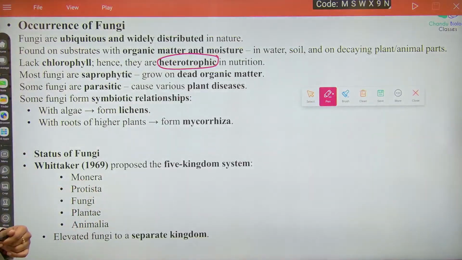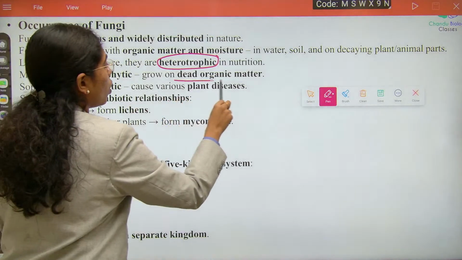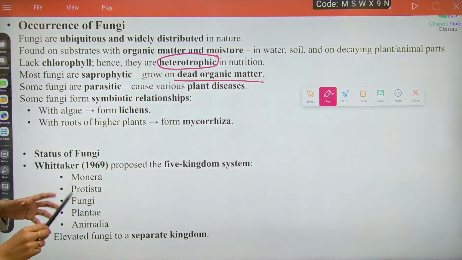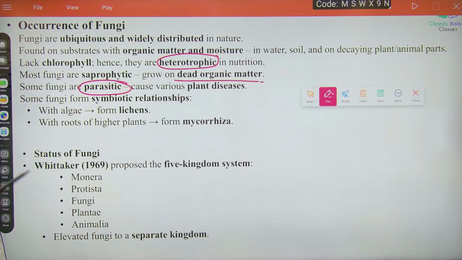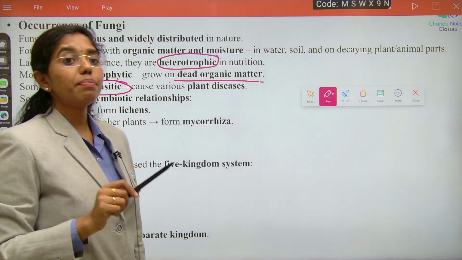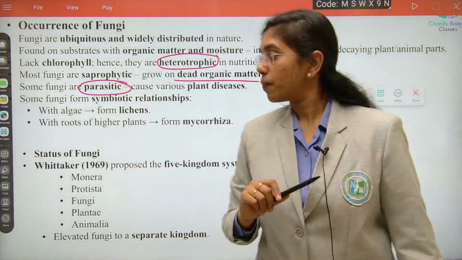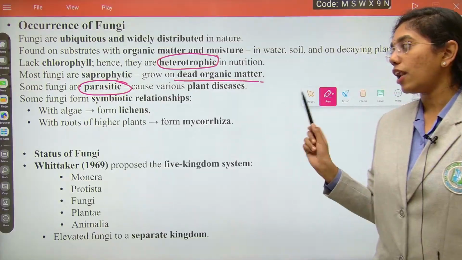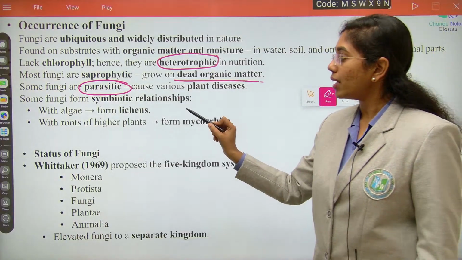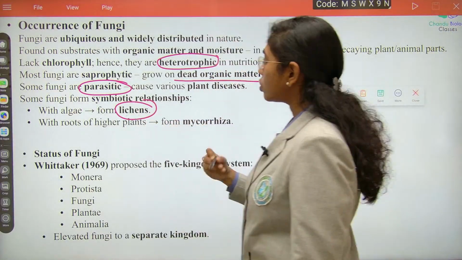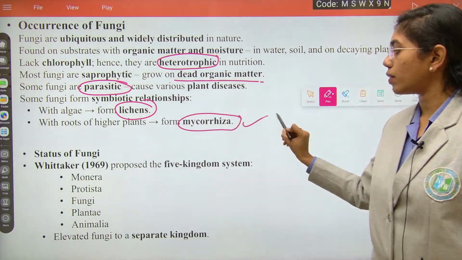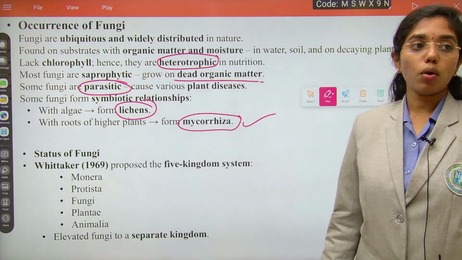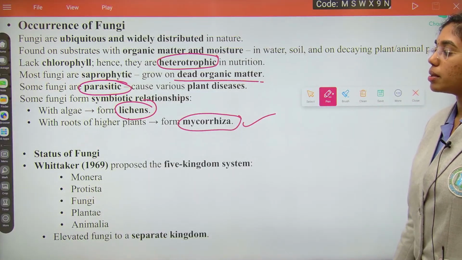Most fungi are saprophytic. They grow on dead organic matter. Some fungi will be parasitic. They cause various plant diseases. Some fungi will also show symbiotic relationships. Fungi along with algae form lichens. Fungi with roots of the higher plants form mycorrhiza. This is symbiotic association.